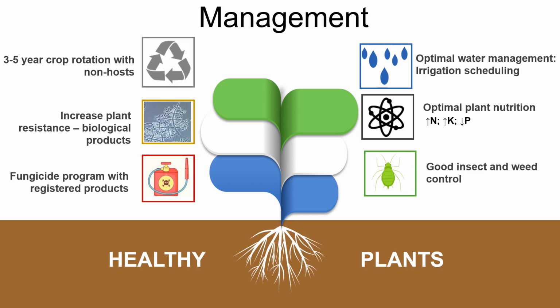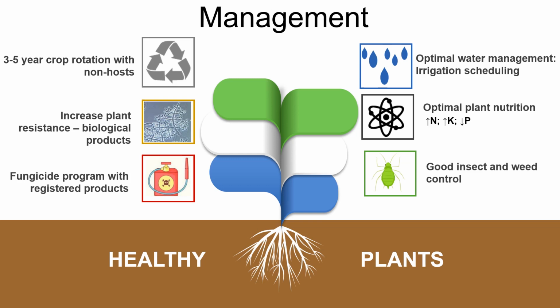Optimal water management. So irrigation scheduling is very important. One should at all costs not have waterlogged soils because this also puts the plants under more stress, and when the plants are stressed, they do not have the inherent resistance or the resistance mechanisms needed to defend themselves against the pathogen.